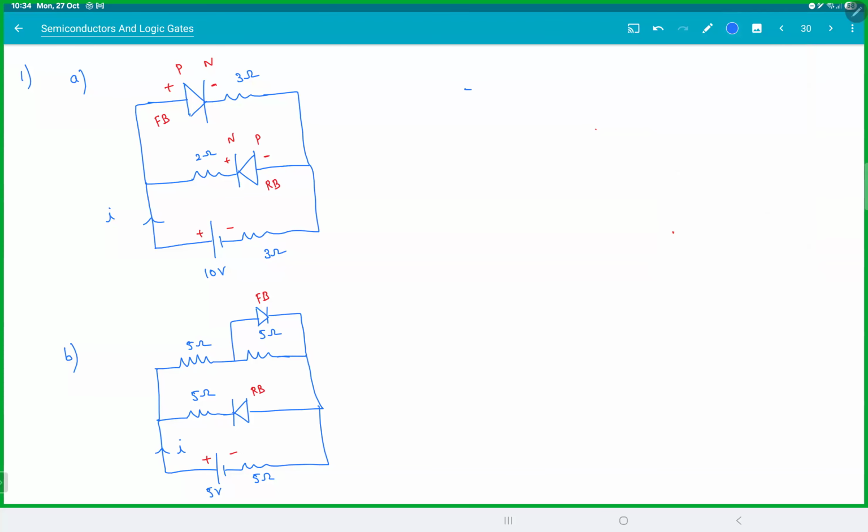So if you draw your new circuit, remember there is no knee voltage, so I can just treat it as a 0 voltage there. This guy is gone, open circuit. Once you remove the diode, it becomes your regular current electricity equation. 10 volt, 3 ohms, 3 ohms. So all the current will flow through the upper diode. I will be 10/6. Clear everyone what I did?